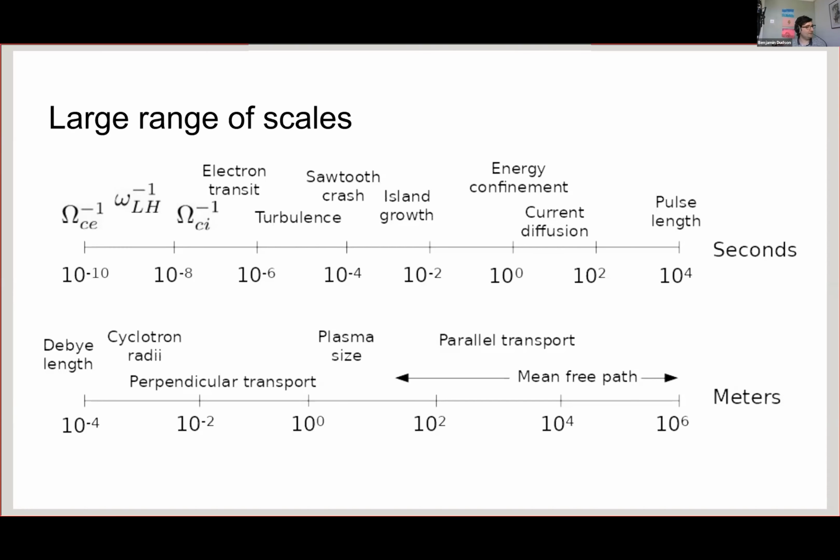Similarly for the spatial scales, from fractions of a millimeter up to kilometers. Obviously, the machine is much smaller than a kilometer, so this is things like the mean-free path. Because it's a torus shape, the field lines form these helical spirals, and particles can travel many kilometers along those field lines as they wrap around the machine.